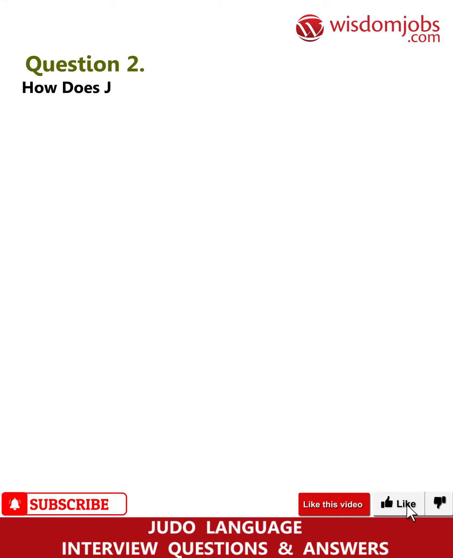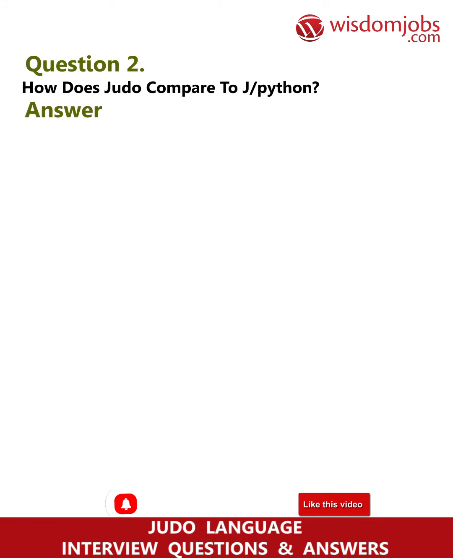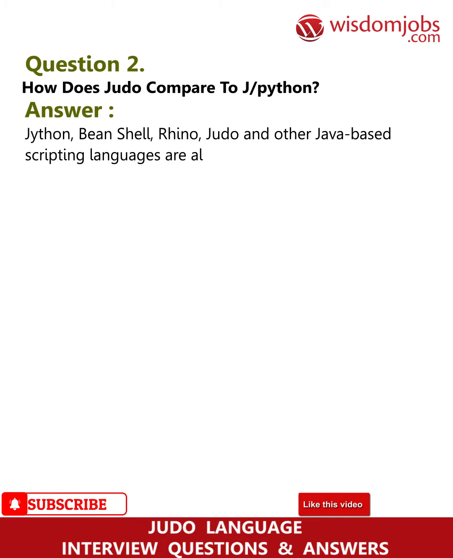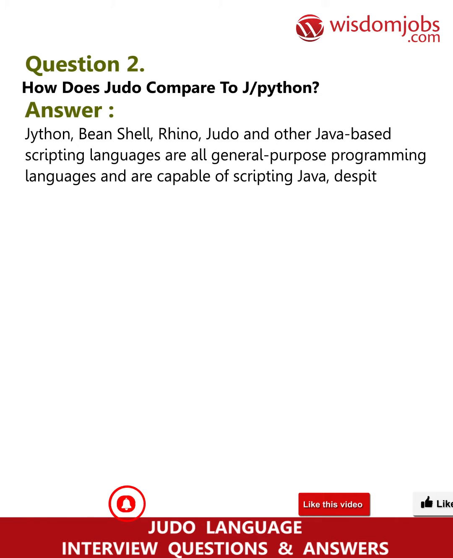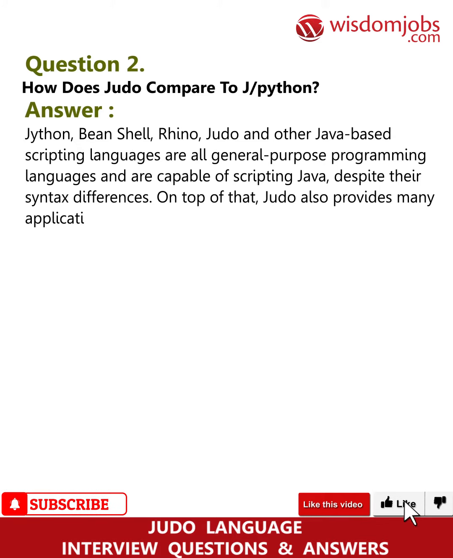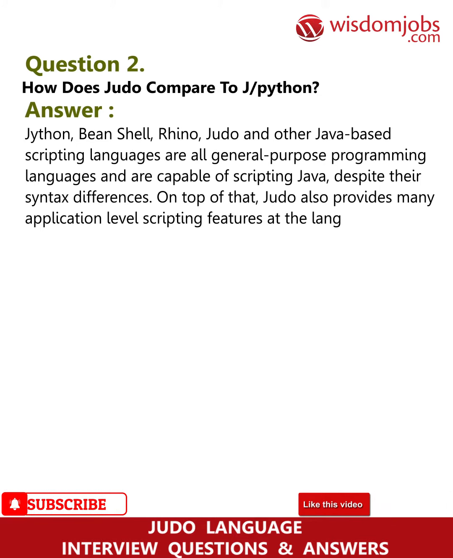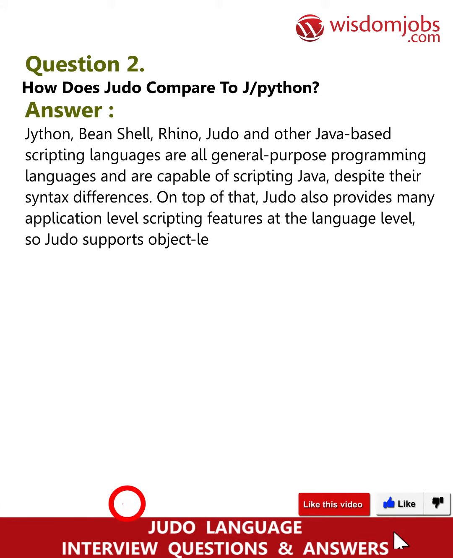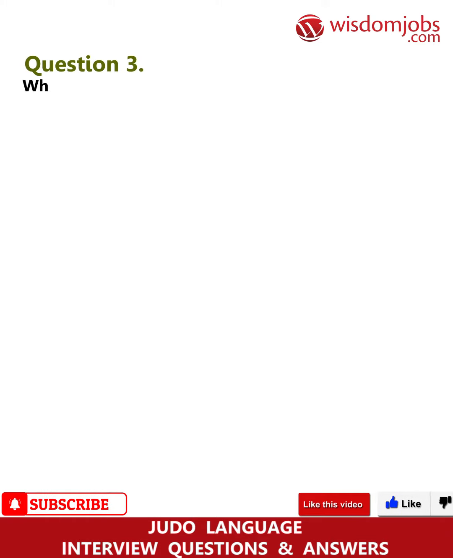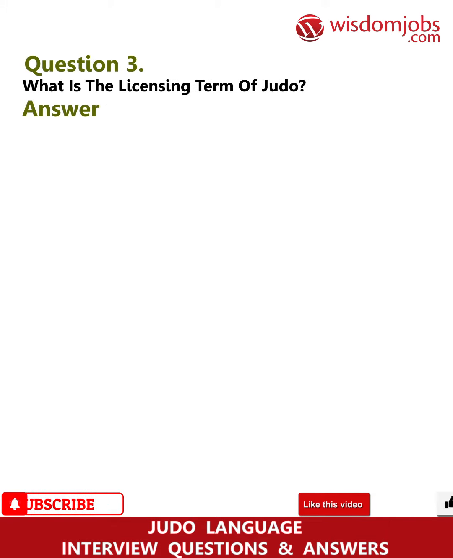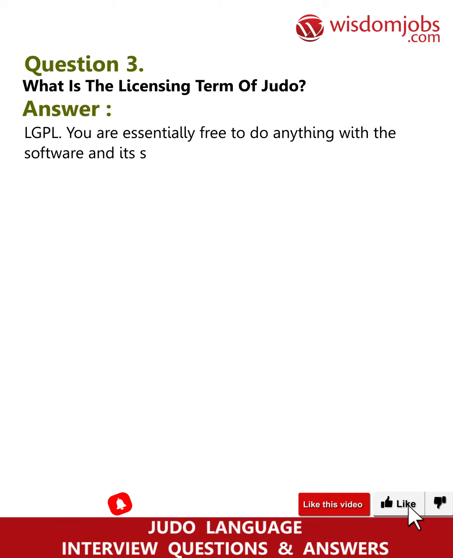Question 2. How does Judo compare to JPython? Answer. Judo, BeanShell, Rhino, JPython and other Java-based scripting languages are all general-purpose programming languages and are capable of scripting Java, despite their syntax differences. On top of that, Judo also provides many application-level scripting features at the language level, so Judo supports object-level, OS-level, and application-level scripting. Question 3. What is the licensing term of Judo? Answer. LGPL. You are essentially free to do anything with the software and its source code.